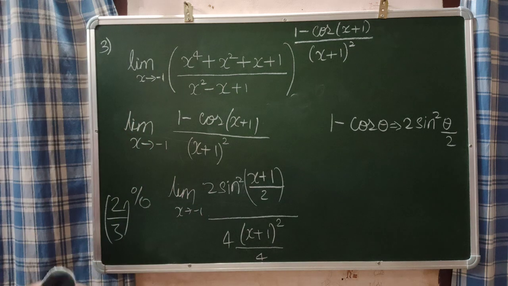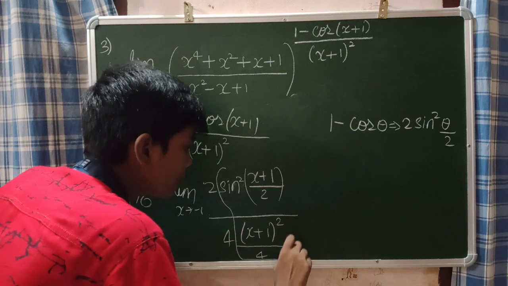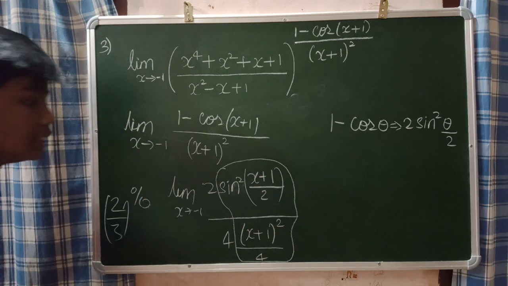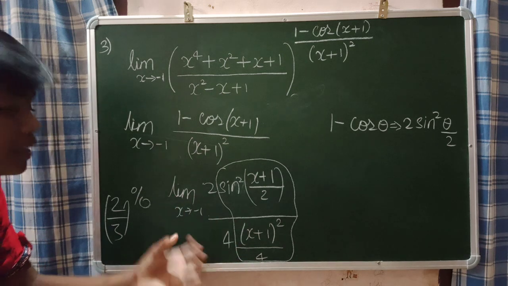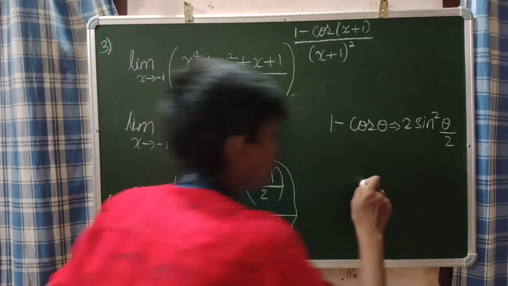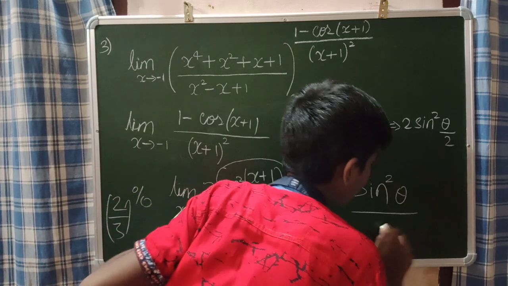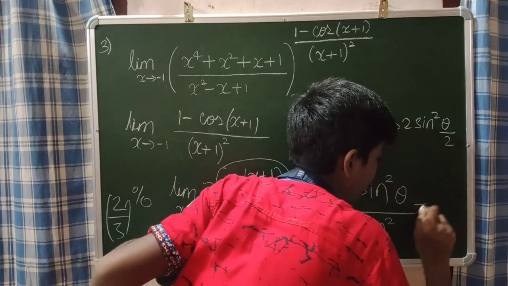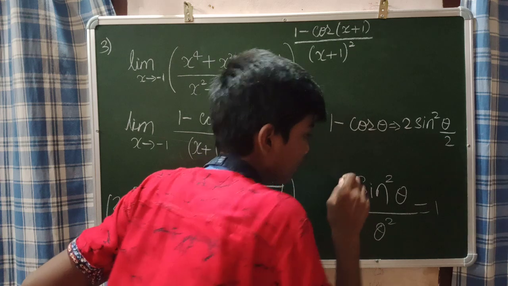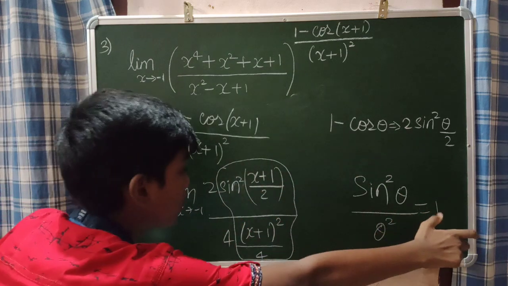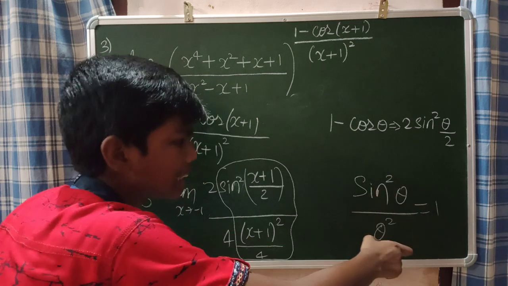Why I am doing all this is, this whole term will be 1, right? That means sine square of (x plus 1)/2 divided by (x plus 1) whole square by 4 will be 1 only. I am using one formula: sine square theta divided by theta square will be 1 only. Didn't you learn it in your trigonometry? Yes, you learned it. So sine square theta divided by theta square will be equal to 1.